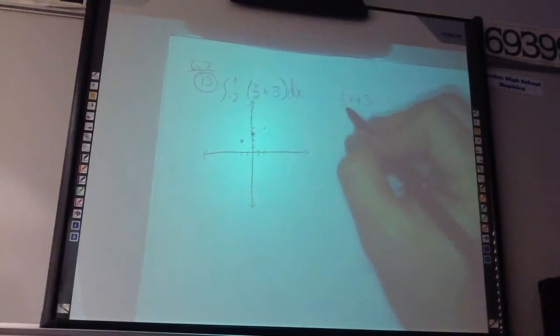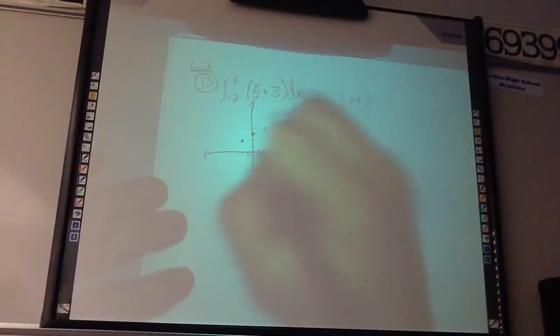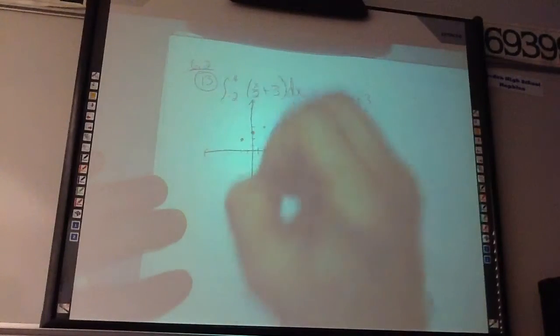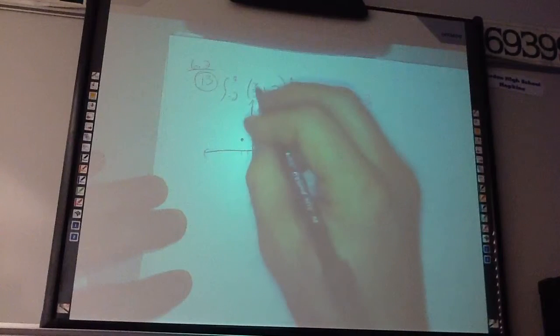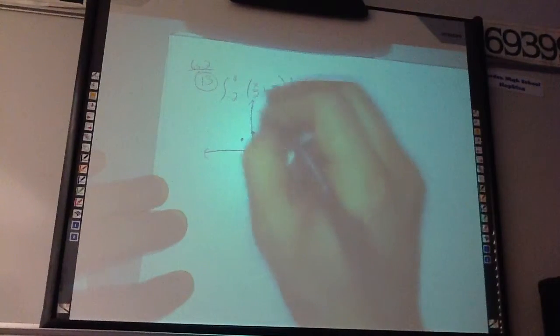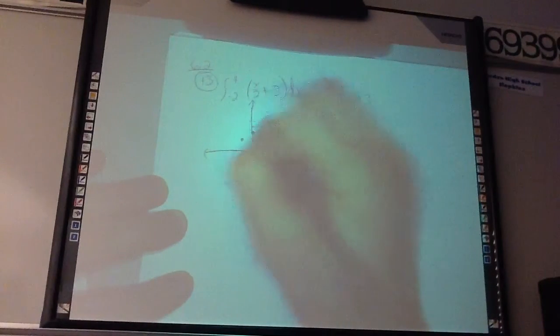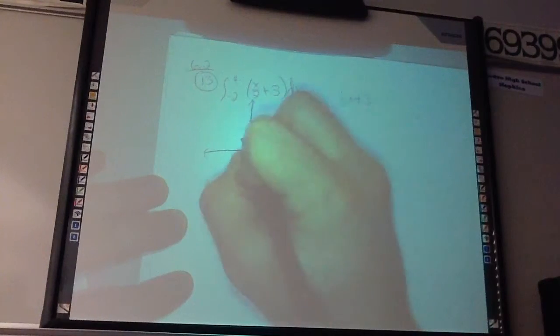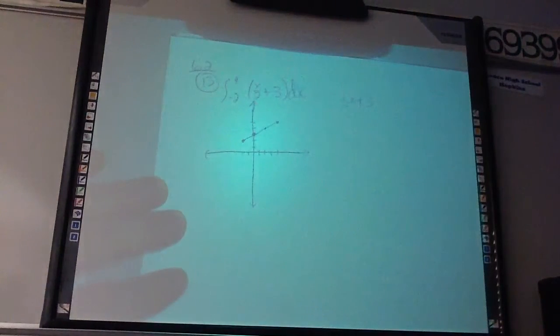Y-intercept is 3, up 1/2. It's just a line. But all I care about is from -2 to 4 on the x-axis. That's all I care about, is that part. You know what I'm saying?